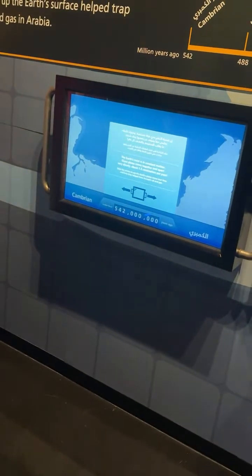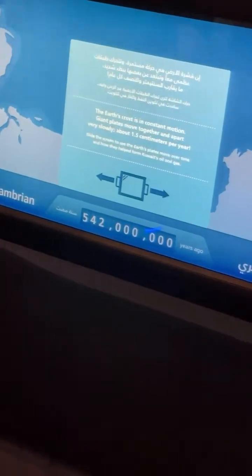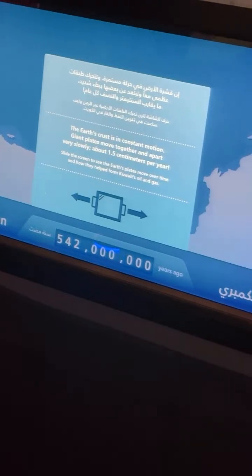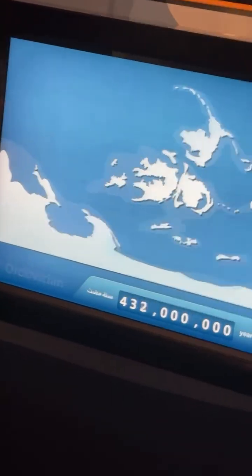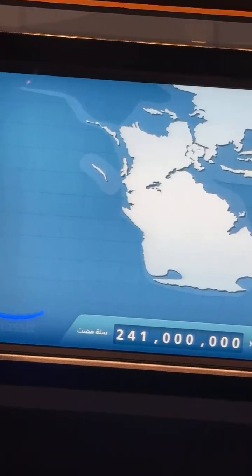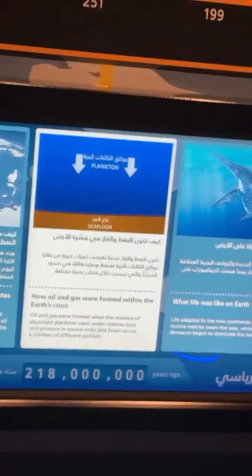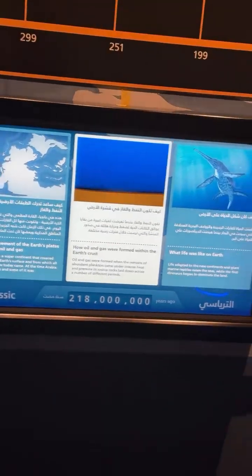Now, in this step, we're going to talk about the moving continents. In the beginning of planet Earth, there was one giant continent referred to as Pangaea, meaning the mother of all lands. After a while, Pangaea started to split apart due to natural disasters, everything from earthquakes to volcanoes, as well as the movement of the Earth's tectonic plates.